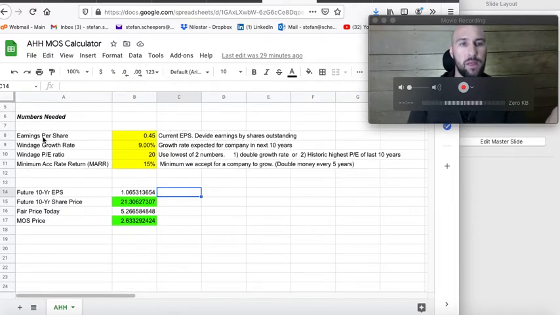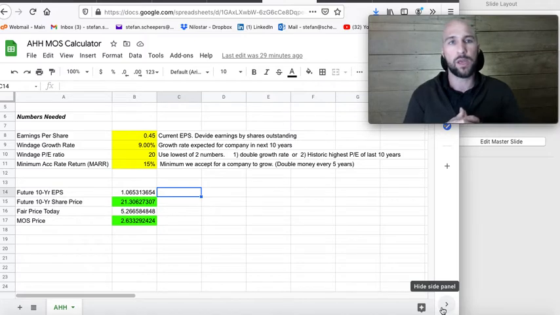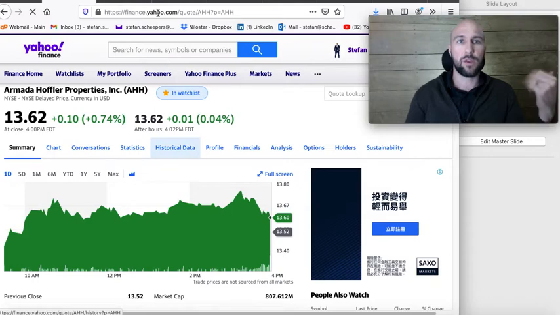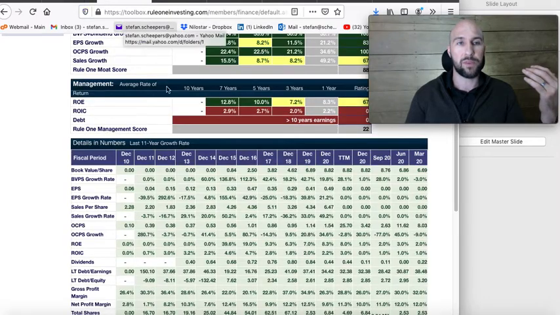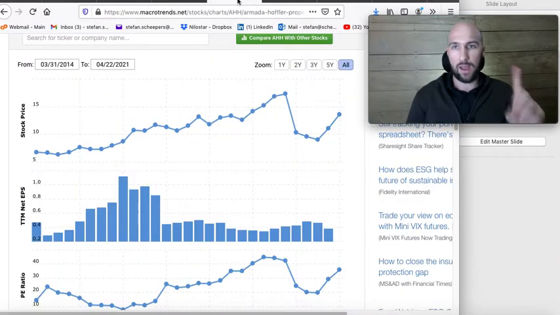The numbers we need, these ones I explained to you already. The company we will use today is called Armada Hoffler Properties. One of the companies I'm looking into right now is actually one of my favorite companies, and also Phil Town's favorite company, or one of his favorite companies. You can use Yahoo Finance. You can use Phil Town's Toolbox that I highly recommend. You can use Morningstar.